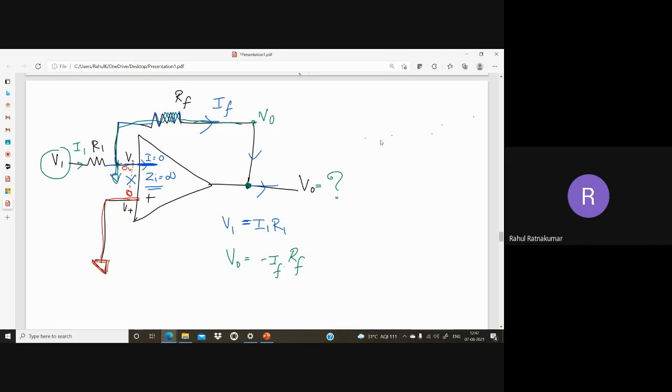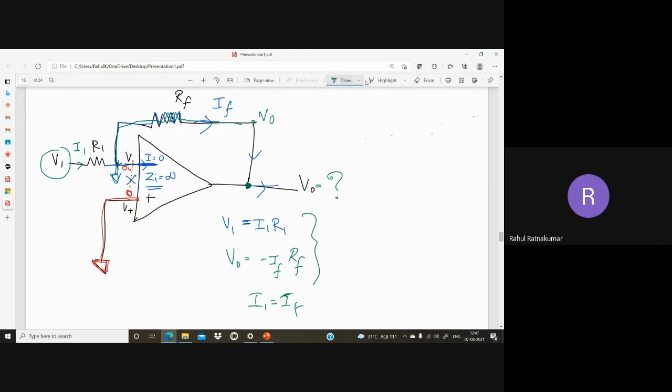The current direction is coming towards the source. Usually the voltage has to pump the current in the opposite direction, but here the current direction is opposite, so I had to write minus I, right? Now one important thing, what is I1? We know I1 equal to IF because of the infinite input impedance of the op amp, the current pumped by V1 is going to the feedback path. I1 equal to IF.